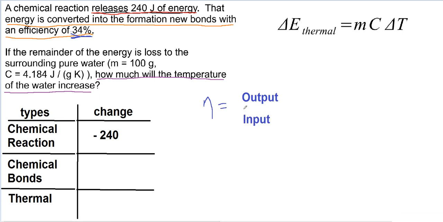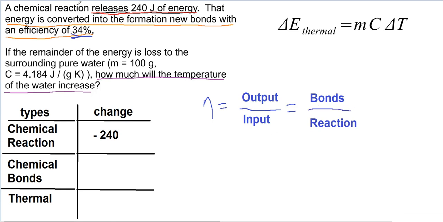Now, in this particular case, for your efficiency, you need to look at what it is actually with respect to. So what it's saying is that chemical energy is converted to the formation of new bonds. So the output for this efficiency that you've been provided with is comparing bonds to the reaction. Right? Whenever you're dealing with efficiencies, you've got to be told what you're converting between.